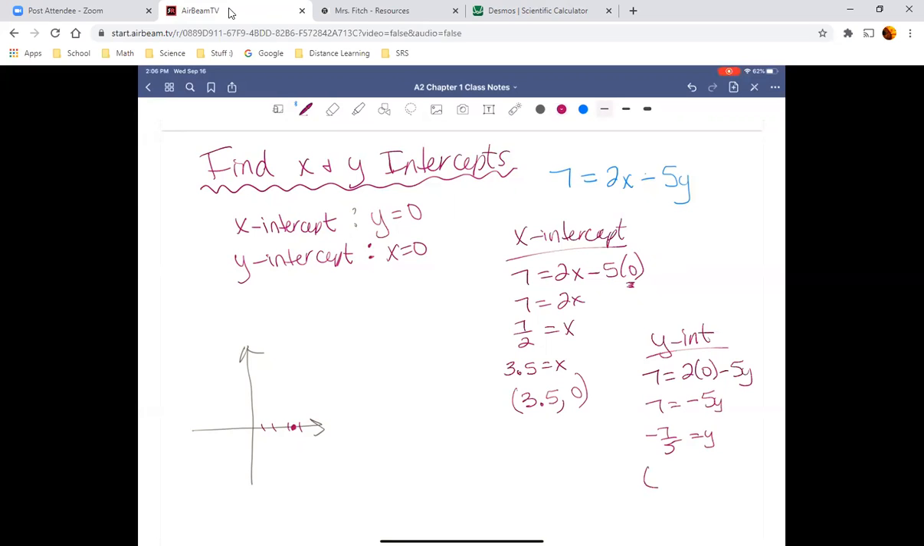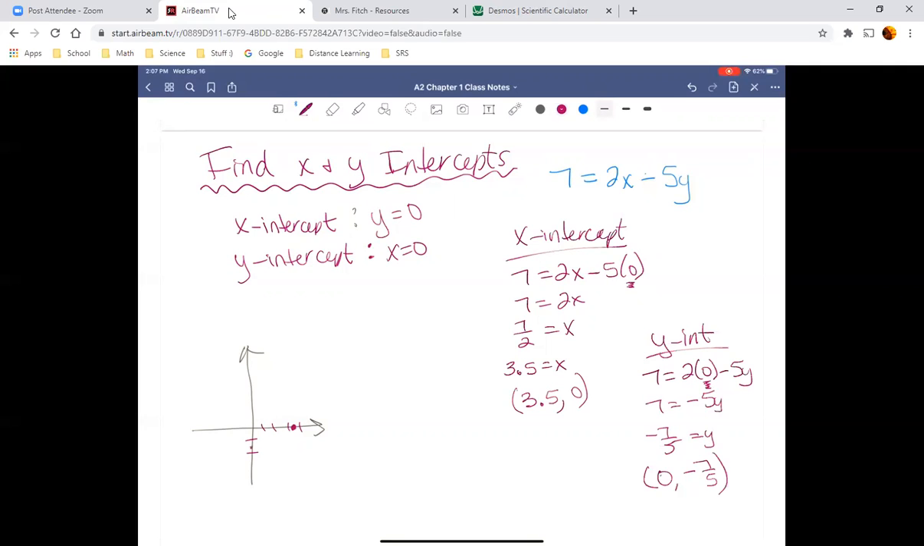So I just have to find that point, right? So for the y-intercept, my x coordinate is going to be, what do we put in? 0. And what's my y going to be? Negative 7/5, right? And if I wanted to put that on my little graph, negative 7/5, what's that? Like negative 1.6-ish, right?